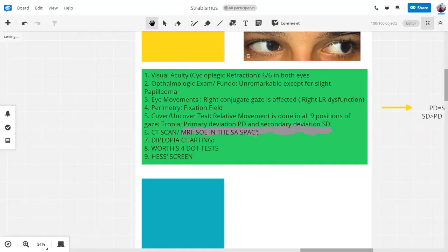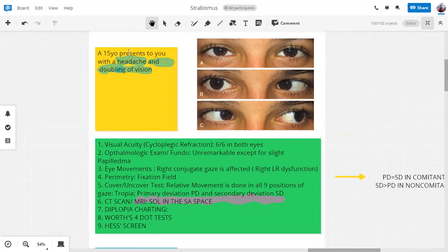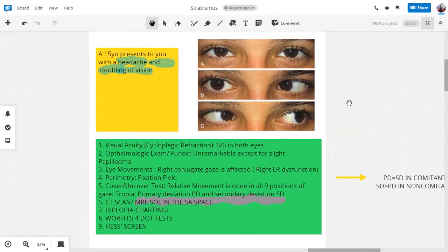इसको भी हम बाद में डिस्कस करेंगे. So we performed all of these tests. Now, on the basis of these 9 tests, your examinations and the symptoms, what do you think is the diagnosis? What is your diagnosis? Restrictive, incompetent, and non-competent squint. All right, we have one diagnosis. Anyone else with a diagnosis?